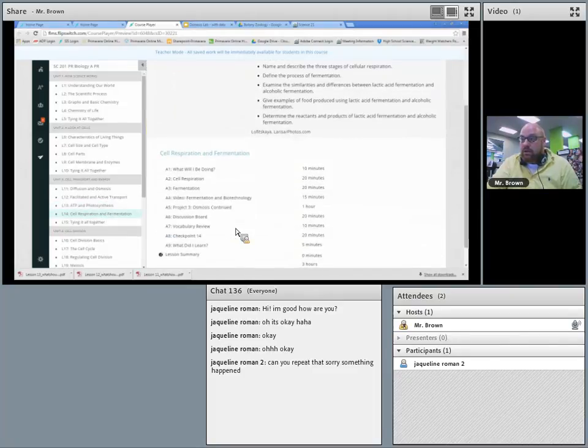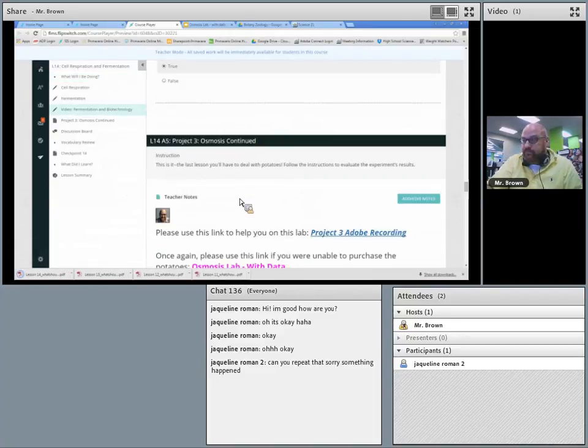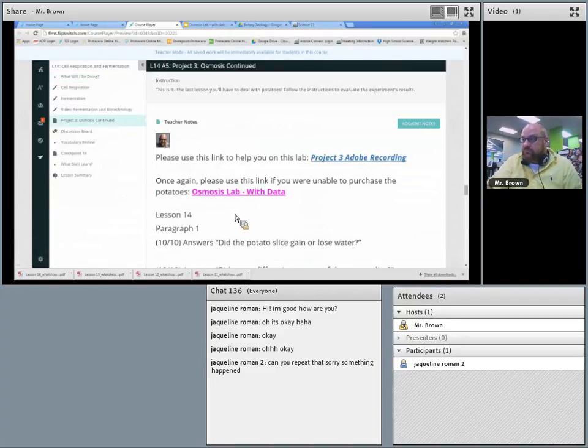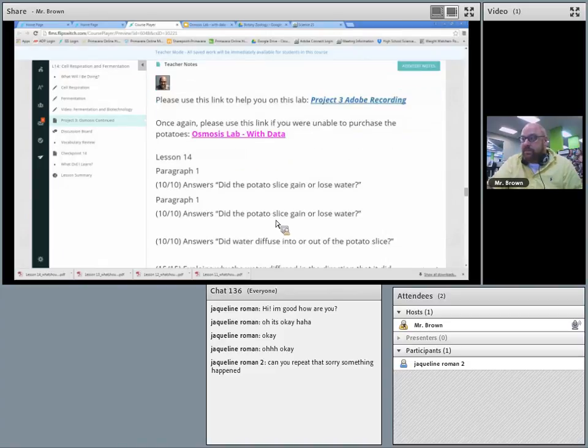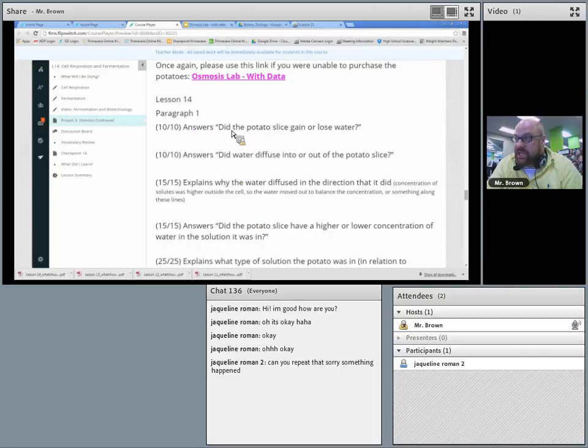So let's go to osmosis. Now here in lesson 14, you're just talking about the saltwater potato. So did the potato slice gain or lose water? It lost water, because water exited the potato. It diffused, since it lost water, water diffused out of the potato piece.